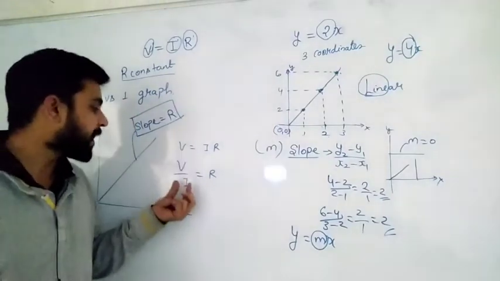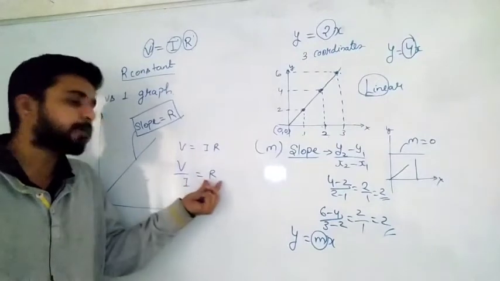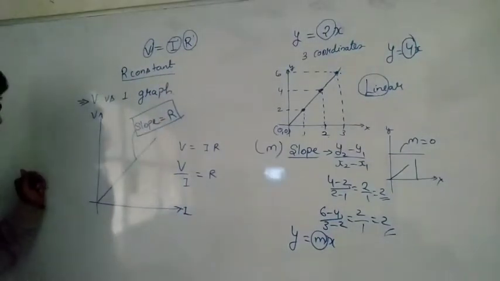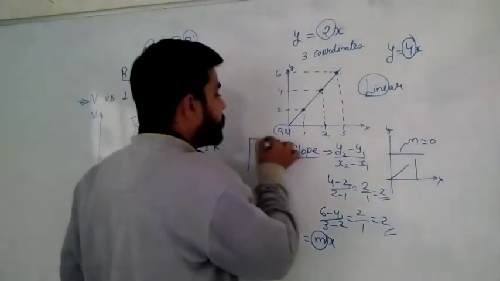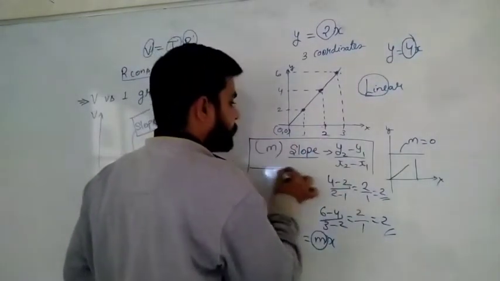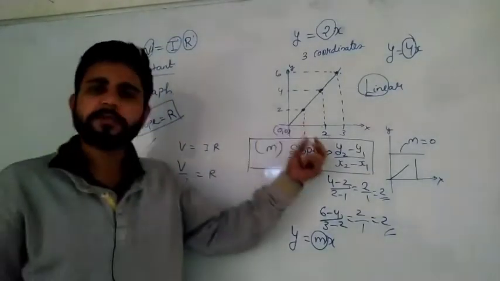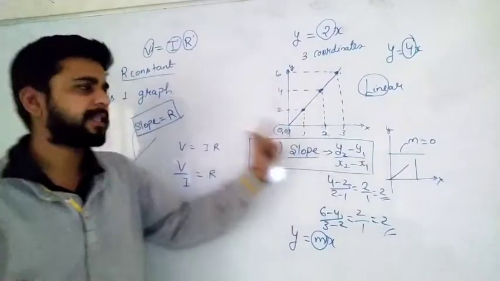So in the V versus I graph, V by I is equal to R. So we can say that the slope of the V versus I graph will give us the value of R. This formula you should remember very well, beta, for calculation of slope. I don't want to go into much detail because this is already discussed in the previous mathematics class.